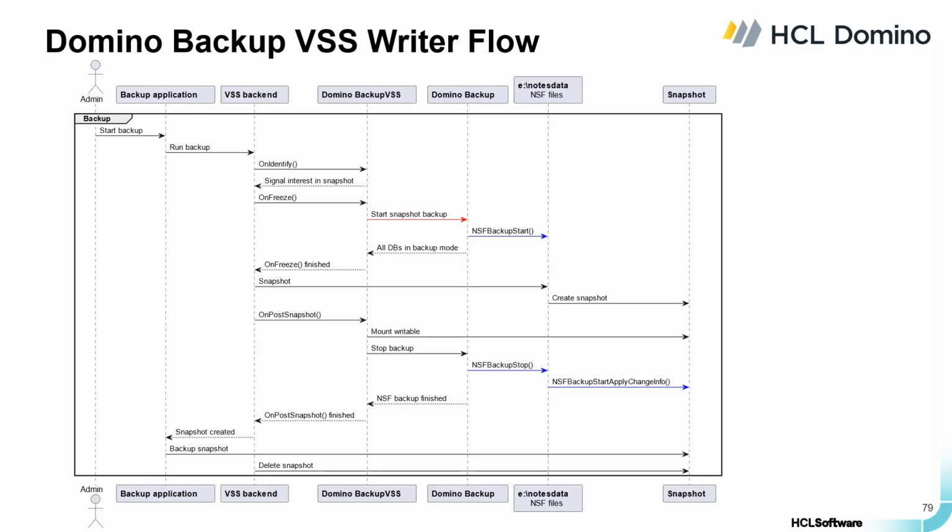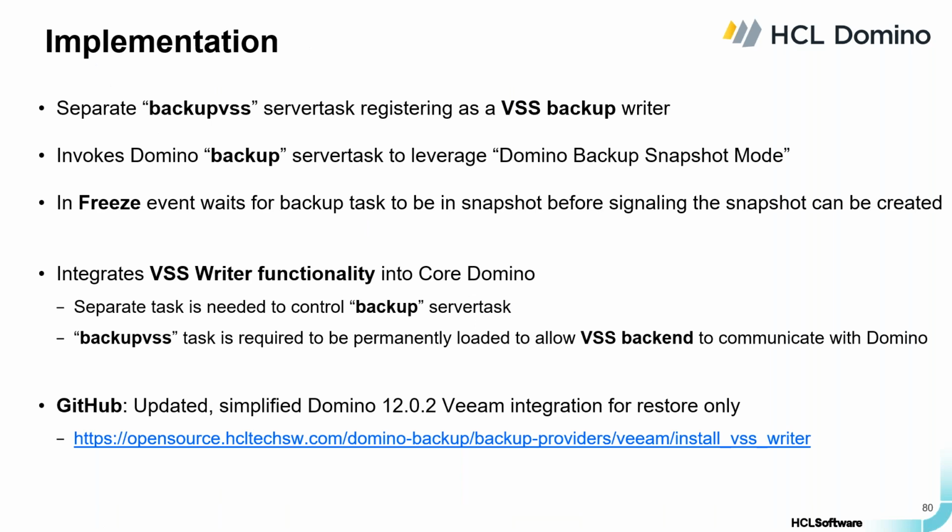And I'm not going through the full flow here. I put that together for you to understand in more detail, but we're not going to do that here. I'm just explaining you quickly the different components. There's a new server task only for Windows, of course, because this is only available on Windows, called Backup VSS. It is started once, and it's registering Domino as a VSS writer.